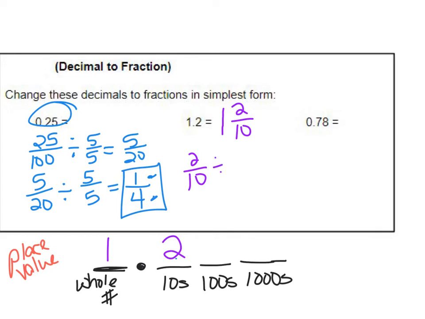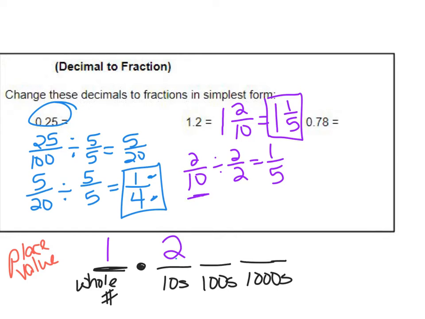So I'm going to divide it by 2. Oops, made a mistake. So it's going to be divided by 2. 2 divided by 2 is 1, and 10 divided by 2 is 5. So that means this is going to be equivalent to 1 and 1/5. So whenever you have a whole number, remember, you just write it as a whole number, but you don't do anything to the whole number. You only simplify the fraction.